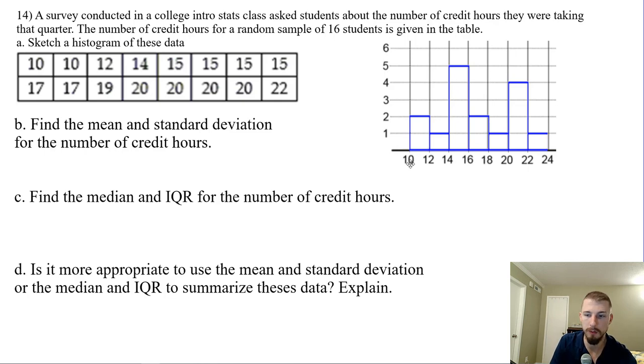So in this case, if we're going from 10 to 12, but not including 12 because 12 is in the next category, there's two of them, so you just shade in two. There's 1 from 12 to 14, but not including 14. From 14 to 16, that's going to be 5 of them, etc. You can fill it in.